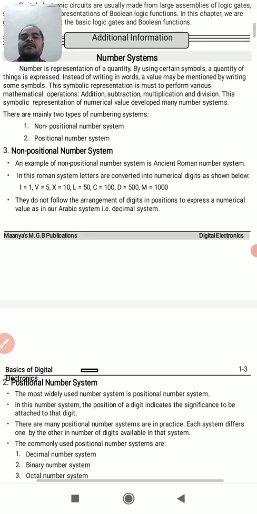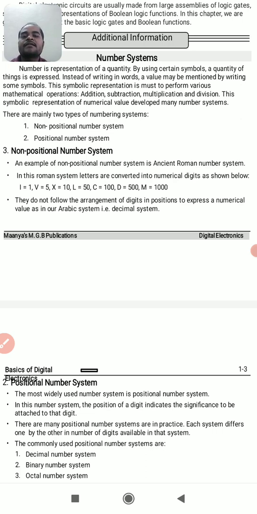So what is meant by non-positional number system? The name itself tells us. In this number system, for each number there is no positional weight present. For example, when we take the Roman number systems like 1, 5, 10, we indicate quantities with some symbols. These digits have no positional weights. There is no weight contained in these Roman numbers. That's why it is called a non-positional number system.